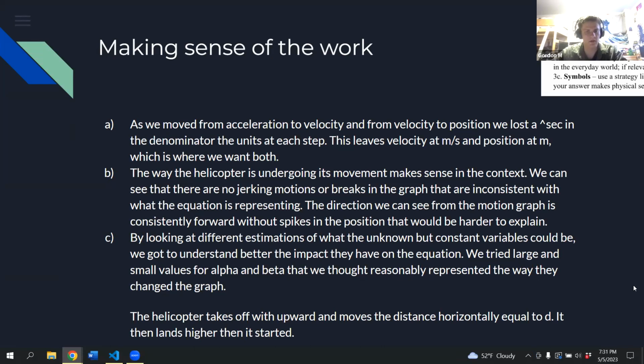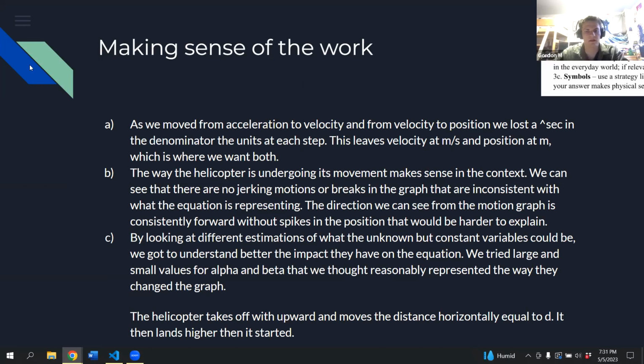The way the helicopter is undergoing its movement makes sense in context. We can see that there's no jerking motions or breaks in the graph that are inconsistent with what the equation is representing. The direction we can see from the motion graph is consistently forward without any spikes in the position that would be harder to explain in the context of this problem.